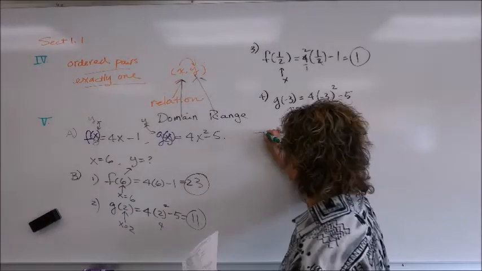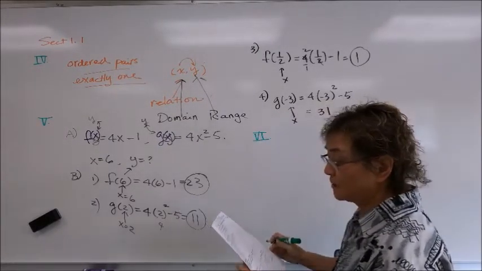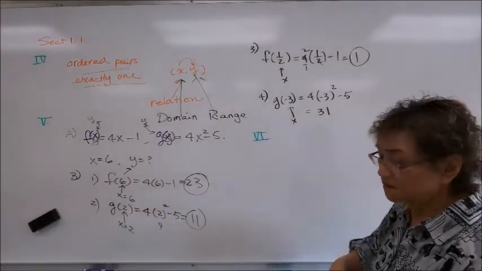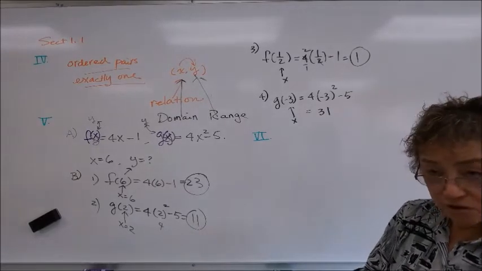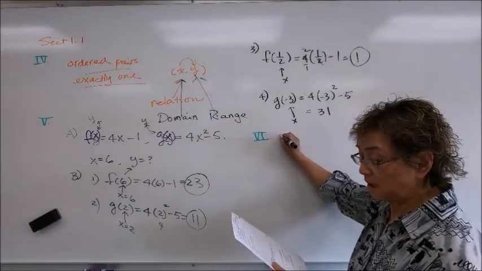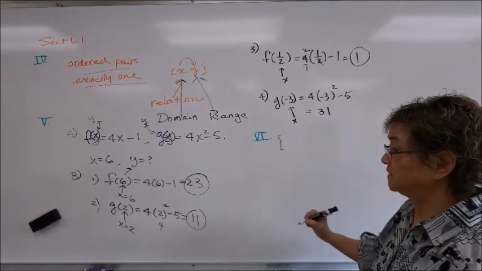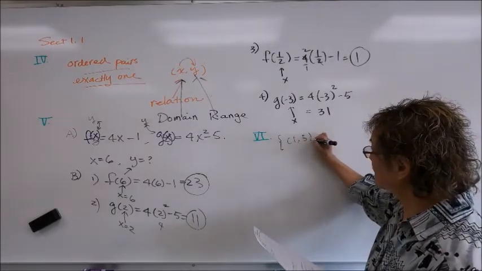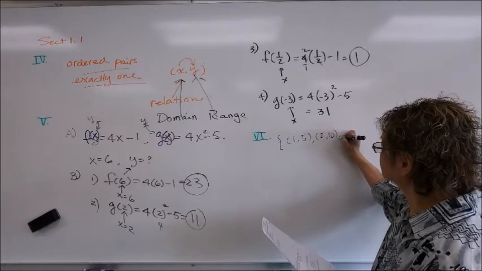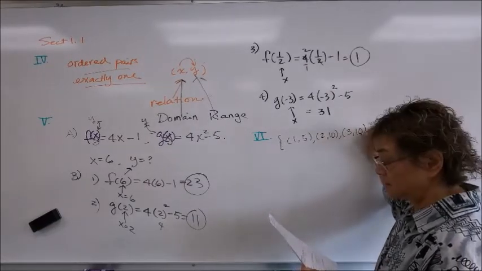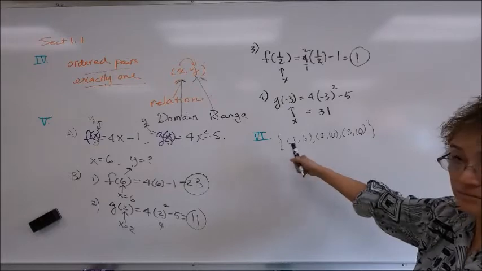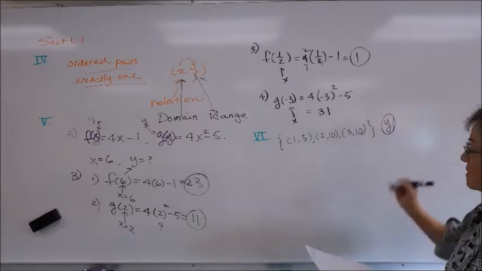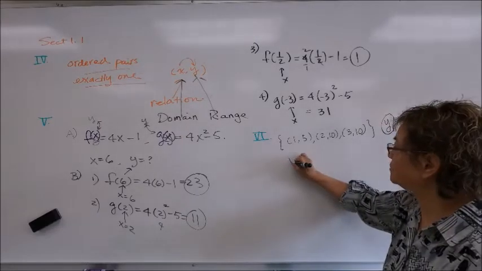Let's see the next one. We talk about domain and range. If I write the function this way, functions are what? Ordered pairs, right? So we write these x's and y's. Is this a function? Yes, because for each x, you only have one y value. Then what's the domain and range?